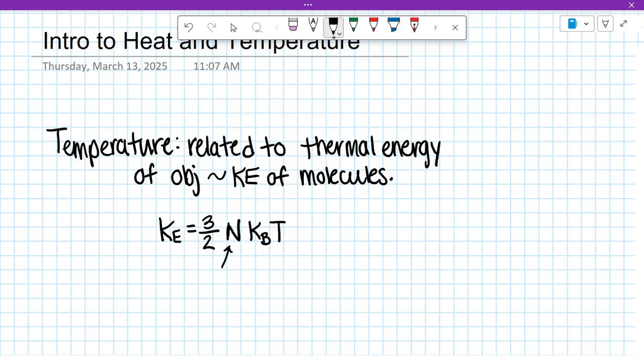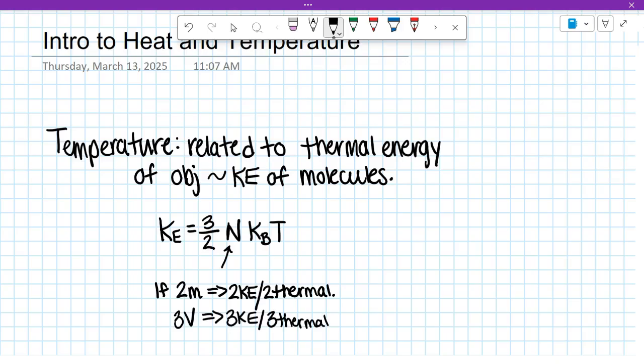So what's important to know is if I was to, say, double the mass, that would lead to a doubling of that kinetic energy or a doubling of the thermal energy. Because if I double the mass, then I'm going to have twice the number of molecules. Similarly, if I triple the volume, then I'm going to have 3 times the kinetic energy or 3 times the thermal energy. Kb is a constant, so that's never going to change.